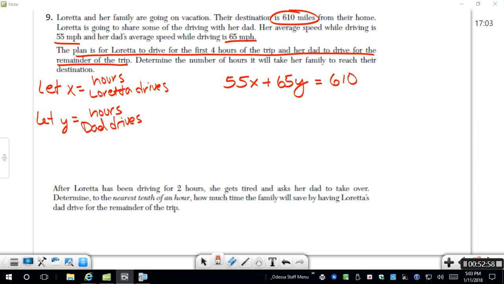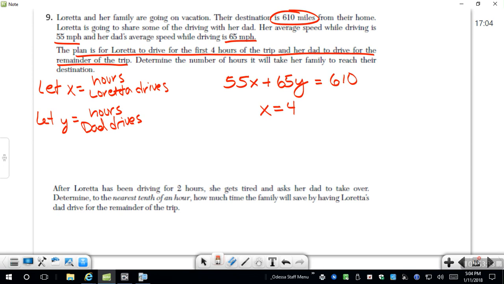The plan is for Loretta to drive for the first 4 hours of the trip and her dad to drive for the remainder of the trip. So what they're kind of doing here, guys, and we actually don't even need to set up a relationship between X and Y. They're telling us that Loretta is going to drive for 4 hours. So it's as simple as X equals 4. Now you might say, well then how are we supposed to know how long her dad drives?